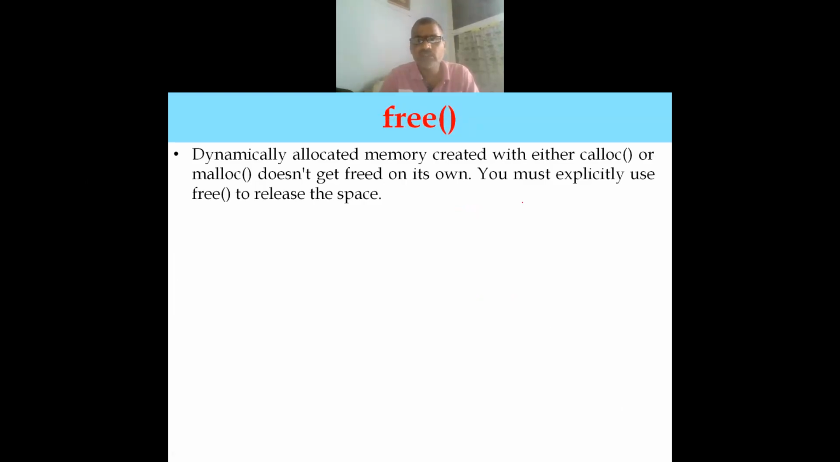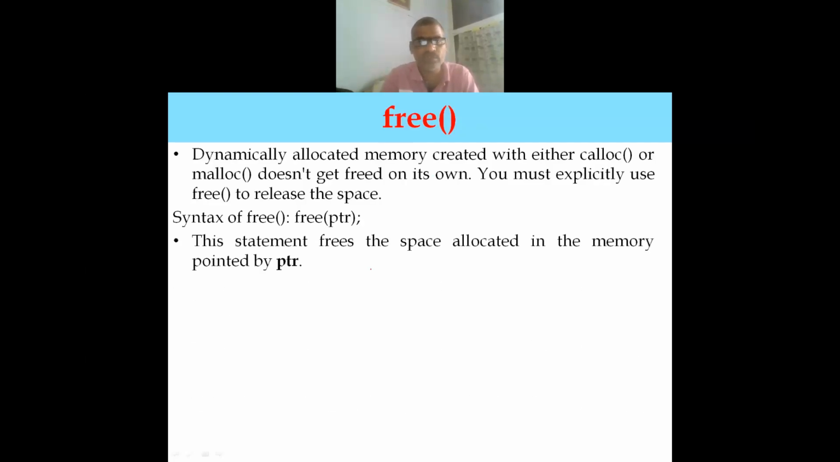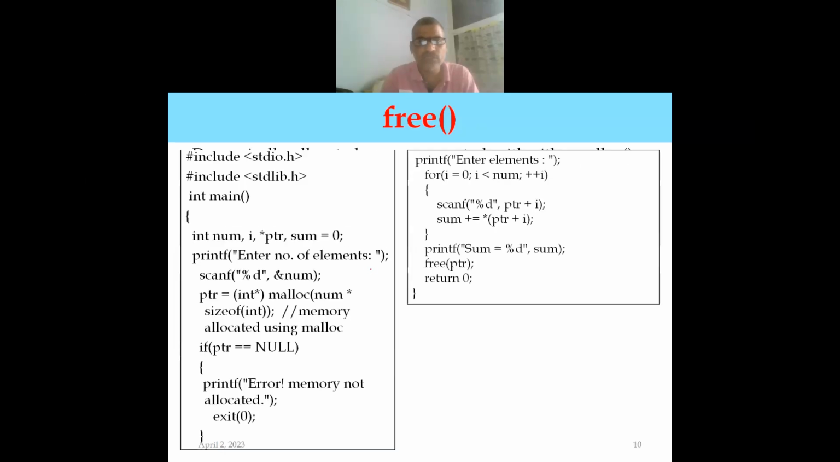Then next, the third function is free, which is used for deallocating the memory which is allocated explicitly by making use of malloc or calloc. So free of pointer will remove that allocated memory. It will free the space which is allocated by malloc or calloc and returns that pointer to the memory address.